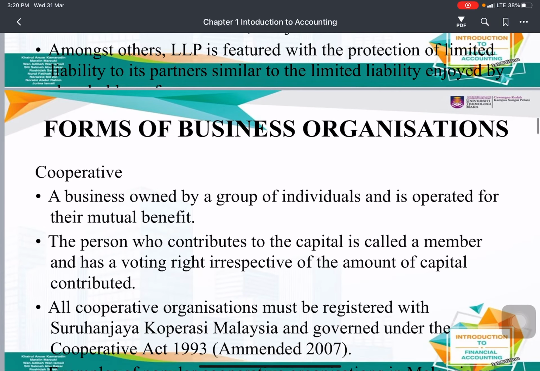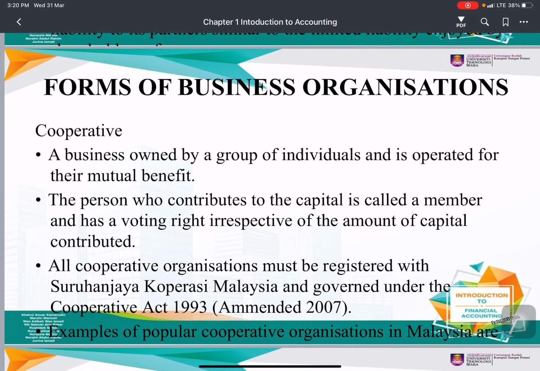So next we move on to the cooperative, the last one. It is a business owned by a group of individuals and operated for their mutual benefit. I can give you an example, like the cooperative. Have you ever heard about the cooperative?